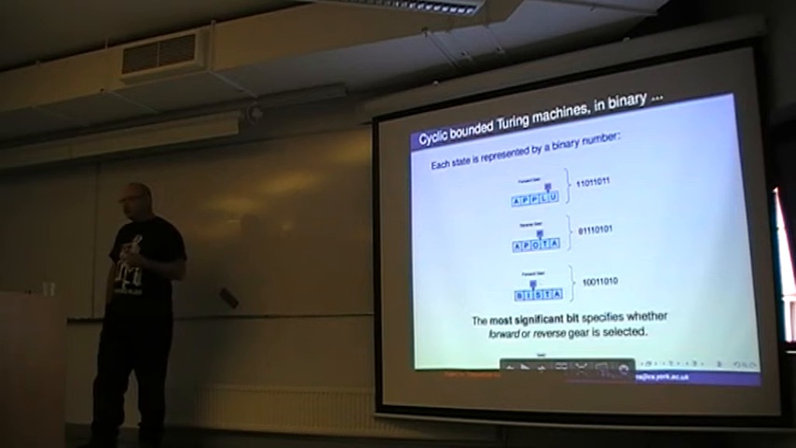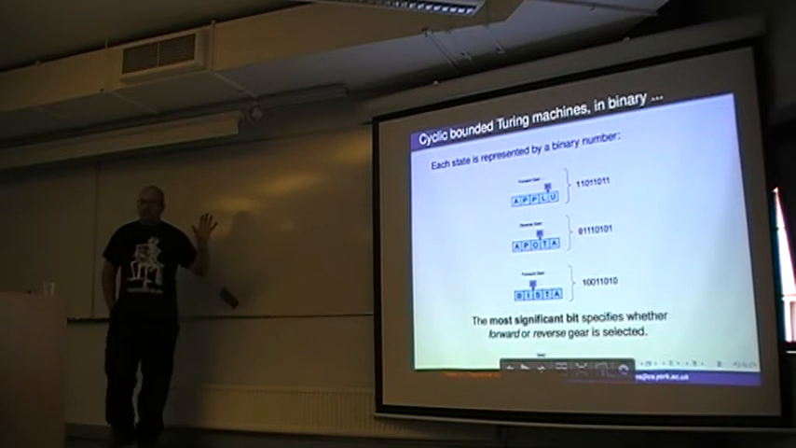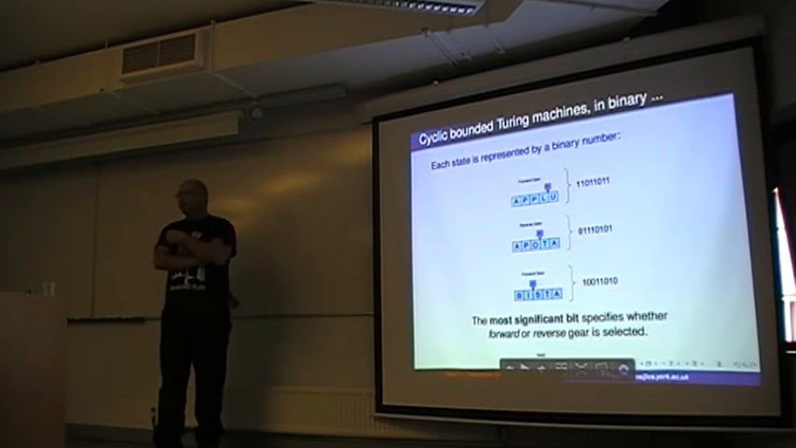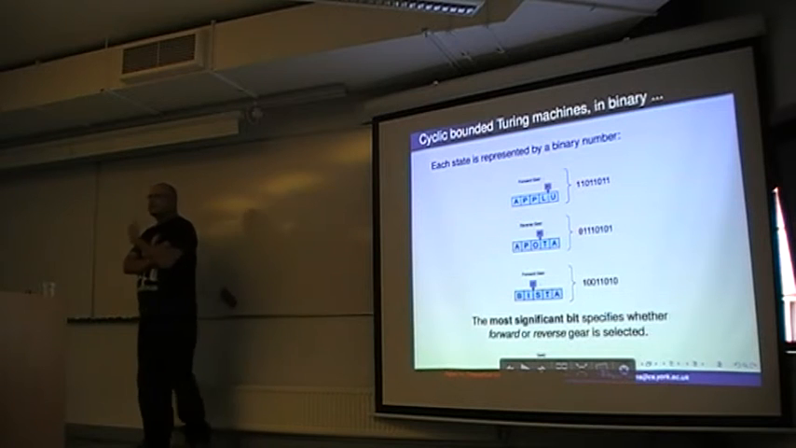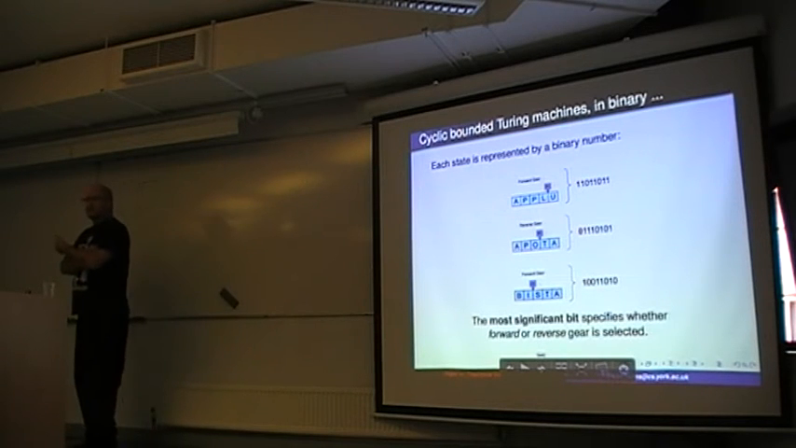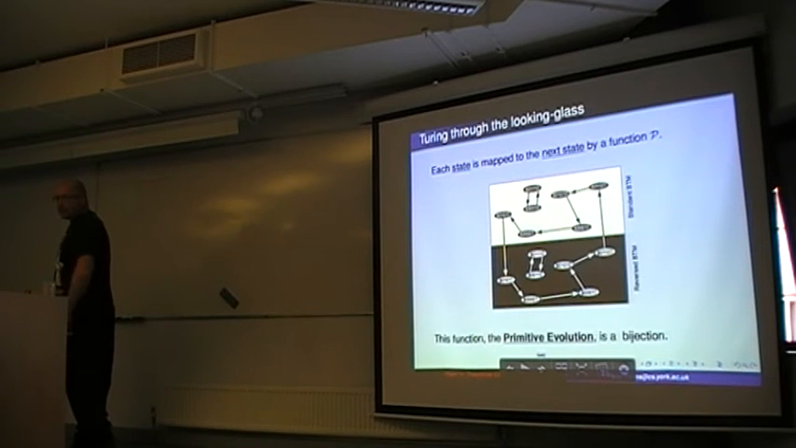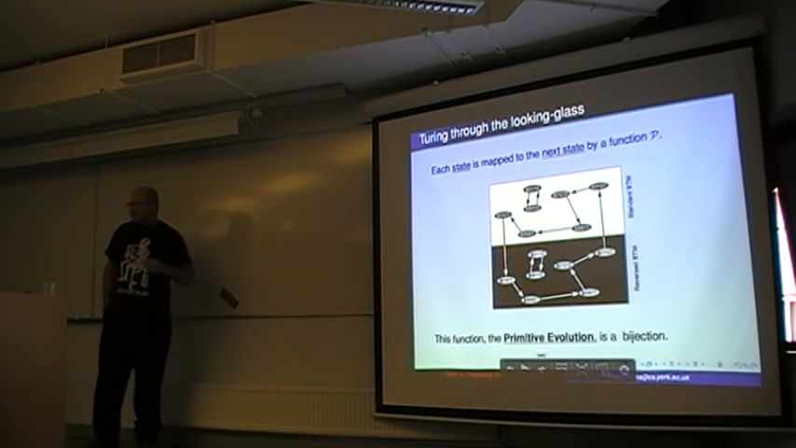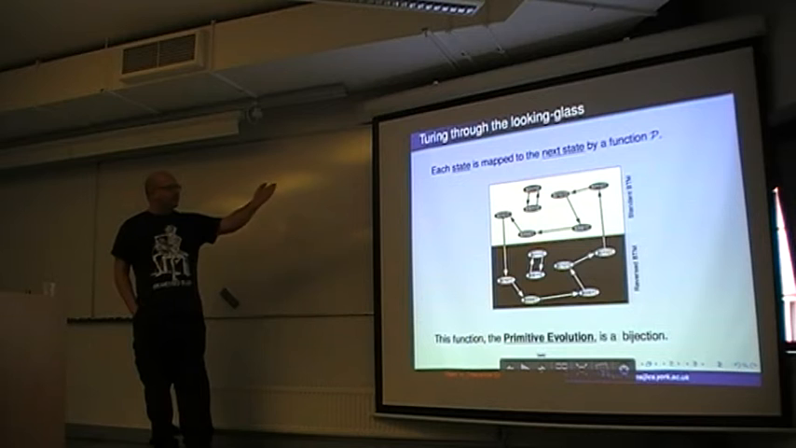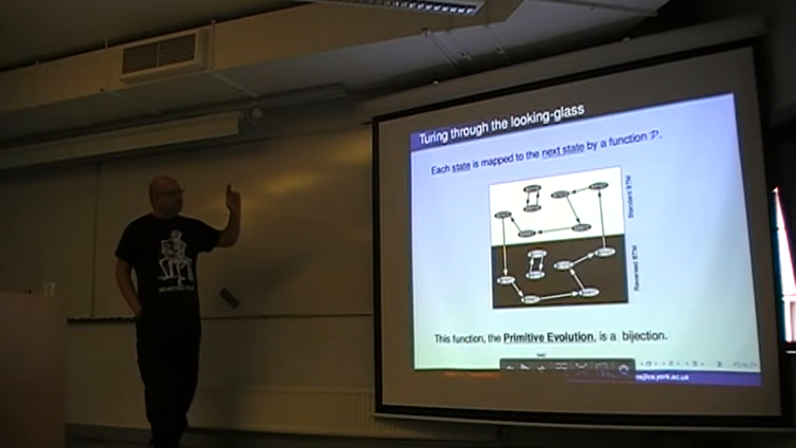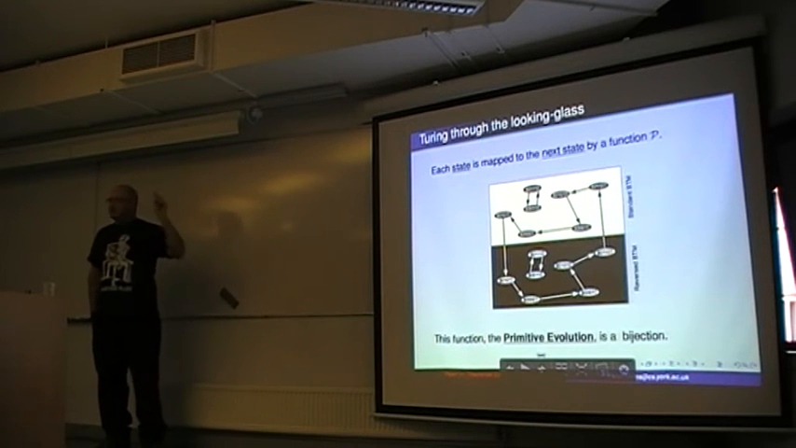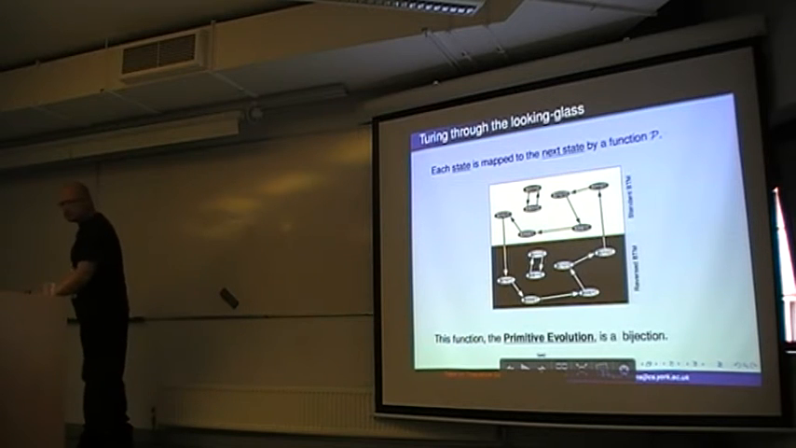Of course I'm going to do this in binary, so we're going to map our states of the bounded Turing machine to binary strings, and we're going to use the most significant bits to demonstrate whether we're in forward gear or reverse gear, whether our dynamics are going the way they should, or whether they're going in the reverse direction. So this is what it looks like. Each state is mapped to the next state, and here's our forward moving direction, here's our reverse direction. And you can see, instead of starting and halting, we just transform this into loops.